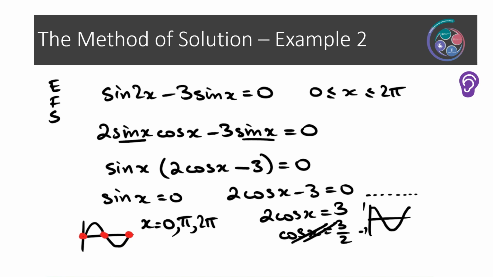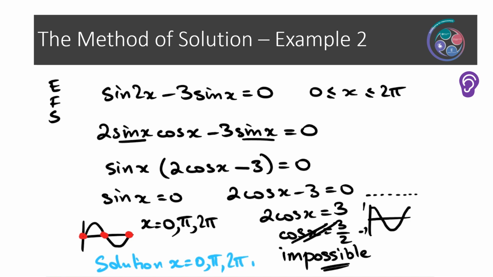So this is impossible. And it's important that if you do get any solutions that are impossible, that you actually indicate that they are impossible. Just don't miss them out. Okay, so your solution for this question, it only comes from one of the brackets, is that x is equal to 0 radians, pi radians, or 2 pi radians.